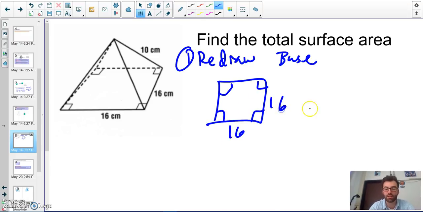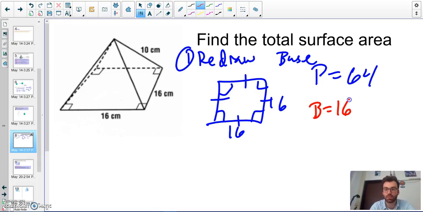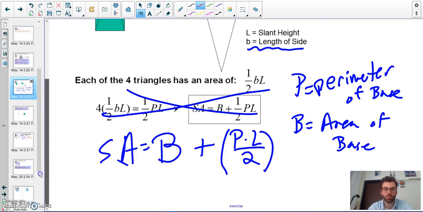16 and 16. The perimeter of my base is going to be 16 plus 16 plus 16 plus 16, or 16 times 4, which is 64. The area of my base is going to be 16 squared, which is 256. So I've already taken care of 2 parts: I got my capital B and I got the perimeter. Now I want to find the L, the slant height.